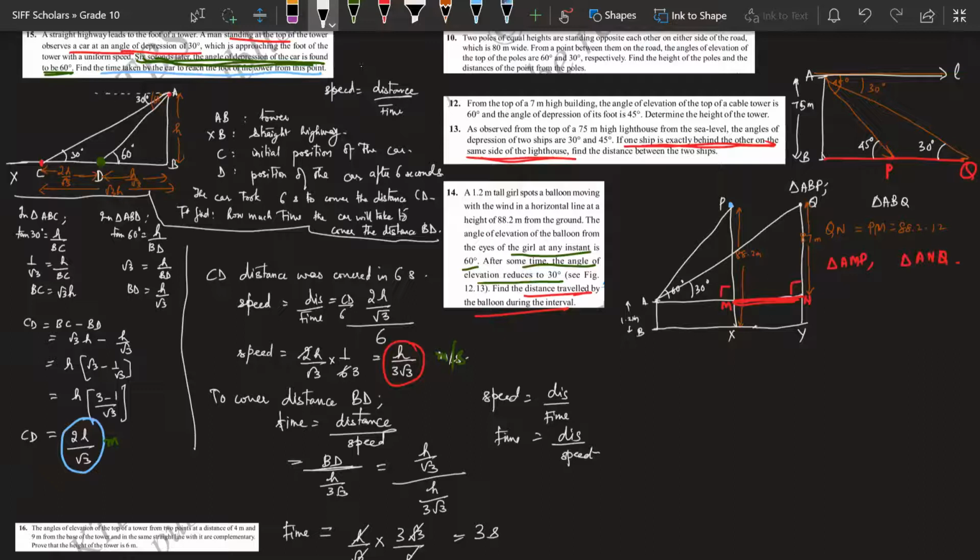And that is what gave us speed, that also in terms of h. Now I know speed, I know distance, I can find time. Speed, the next distance, that is BD, which I have to cover. I know that. I know speed, I can find the time. BD is h by root 3. Speed is this. I found it.